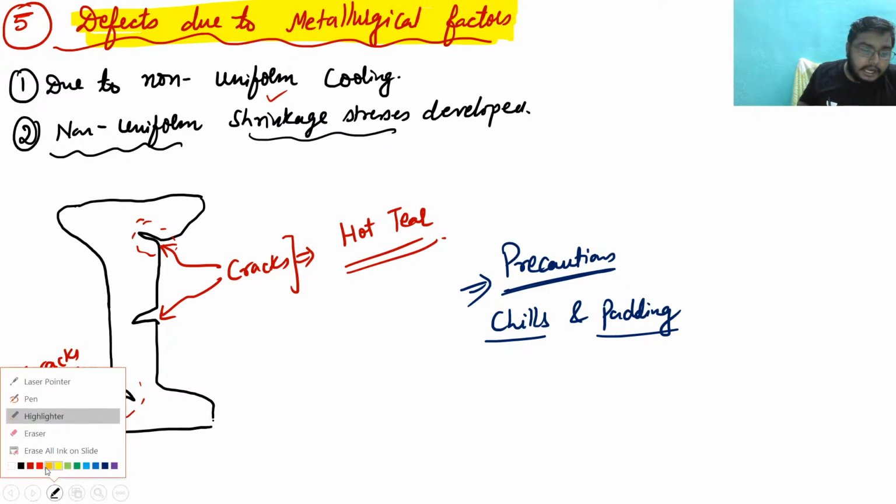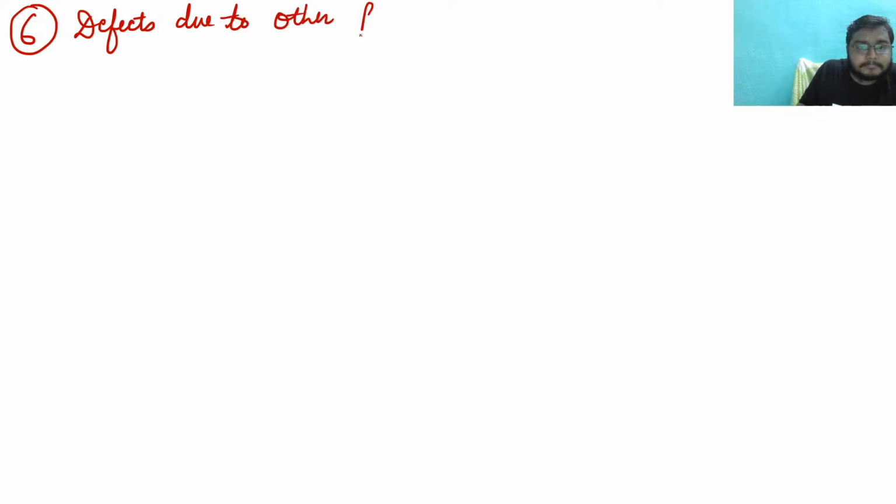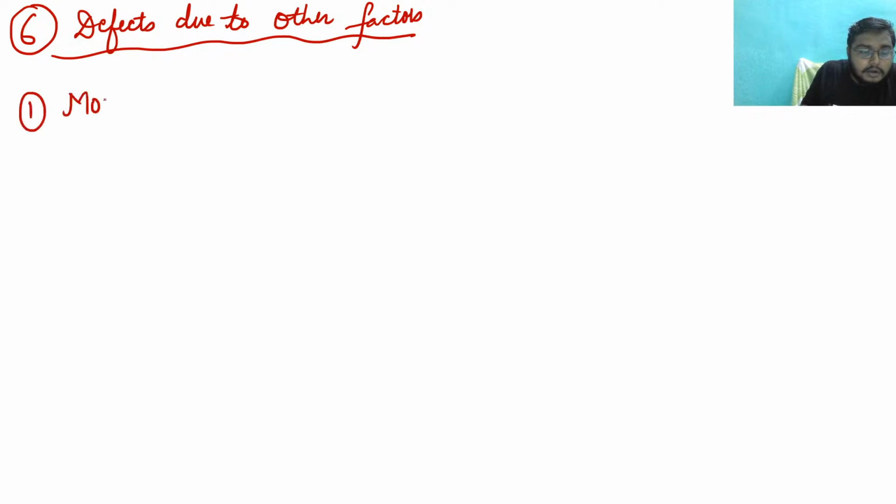Now the next kind of defect is defects due to other factors. What are defects due to other factors? The first defect that you have to study here is mold shift.